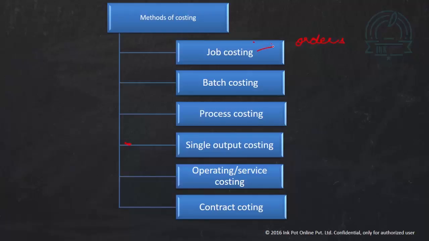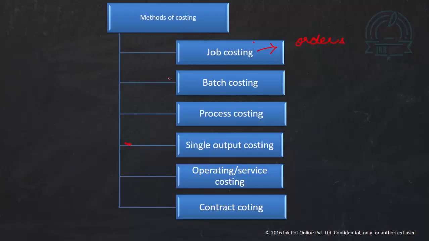Job costing is when the work is being given in orders. I told earlier also, like we have a printing press. Now we cannot calculate the total cost of a card because our total cost depends upon the requirement of the customer.